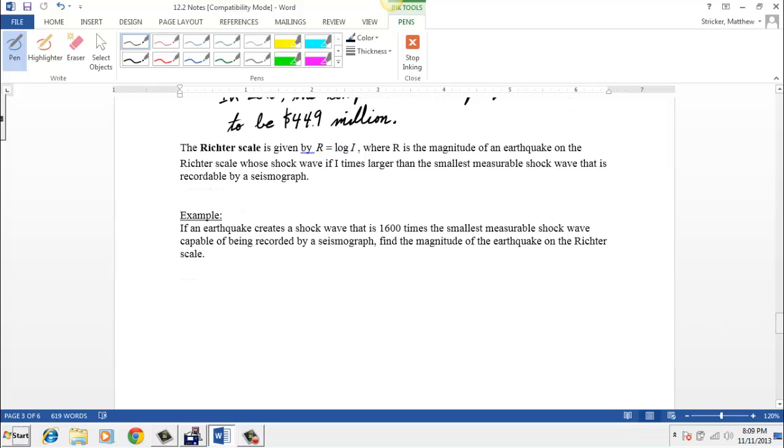So here's an example. It says if an earthquake creates a shock wave that is 1600 times larger than the smallest measurable shock wave capable of being recorded by a seismograph, find the magnitude of the earthquake on the Richter scale. All we do here is we say that R has got to be the log of 1600, because this 1600 is our intensity. It's our I.